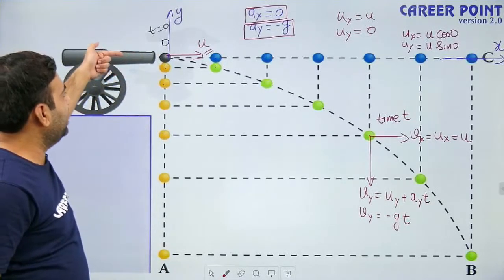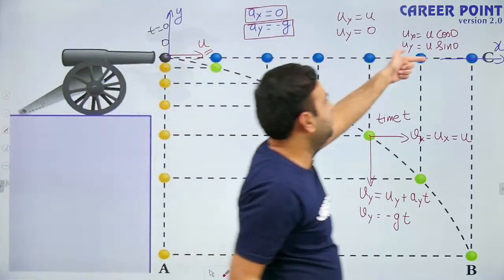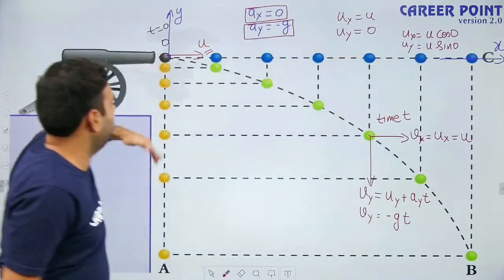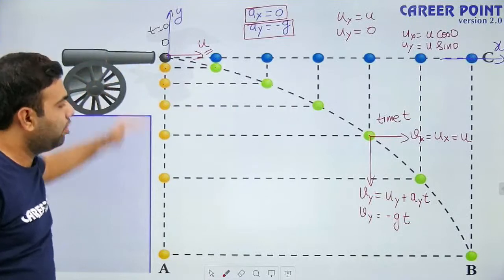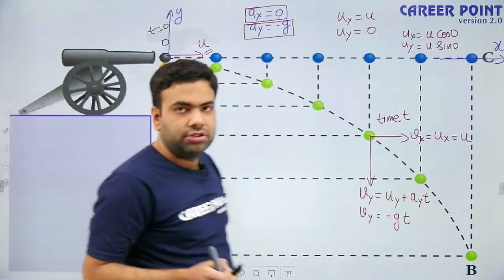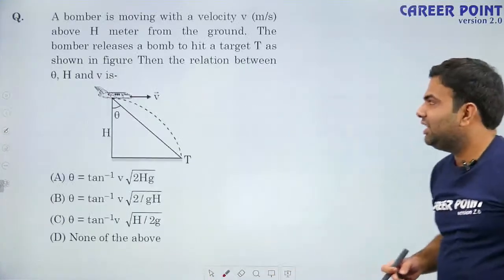If a particle is having uniform motion, it will have this kind of motion, and a mixture of these two motions is the actual projectile motion if the projectile is thrown horizontally from a height. Okay. So, now let's take an example.